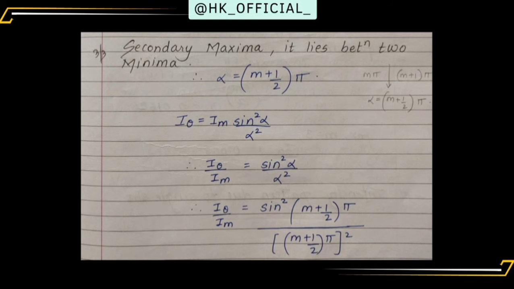Okay, so I theta is equal to Im sin square alpha upon alpha square. Now we will rearrange it. I will take Im term on the left hand side. I will get I theta by Im is equal to sin square alpha upon alpha square. Now at alpha I will put the value, that is m plus 1 by 2 into pi, which we have considered. So I theta by Im is equal to sin square of m plus 1 by 2 into pi upon, what is alpha, again m plus 1 by 2 into pi, but it is a whole square. I hope you have understood till now.